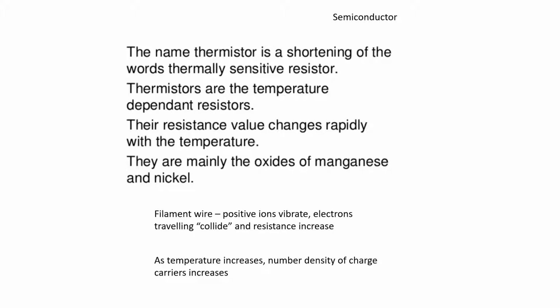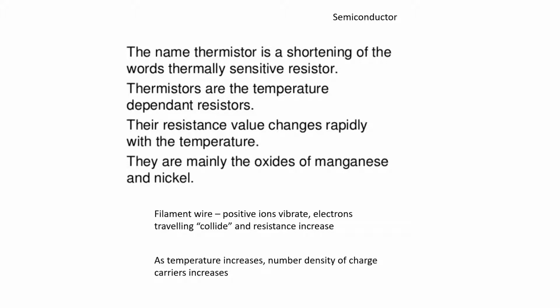So in a filament lamp, positive ions vibrate because you're giving it energy. The electrons travelling collide and the resistance increases. Because you're giving it kinetic energy, you're increasing the randomness. And also because the electrons are moving, they are, in quotes, colliding with the positive ions, and so the resistance increases.